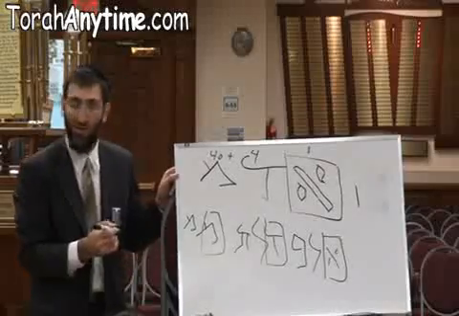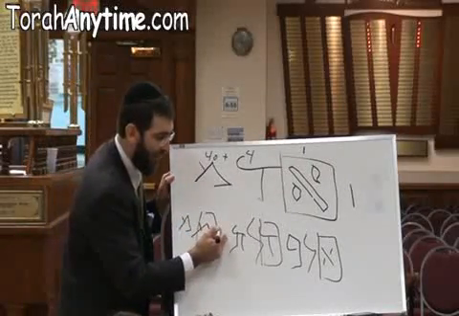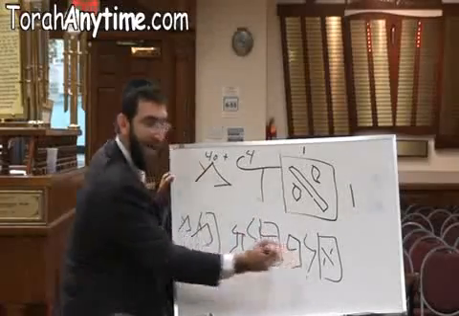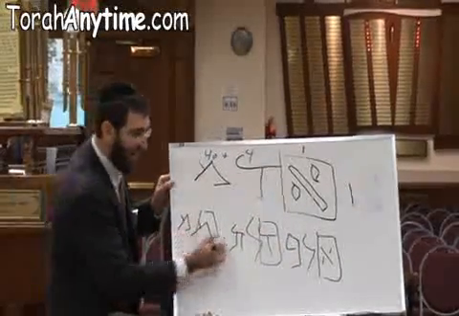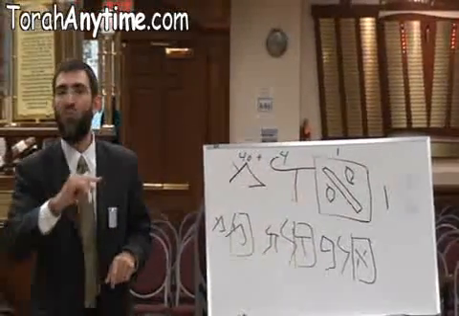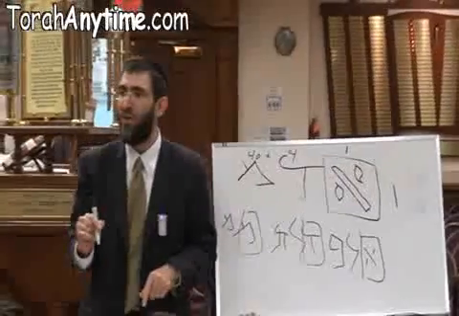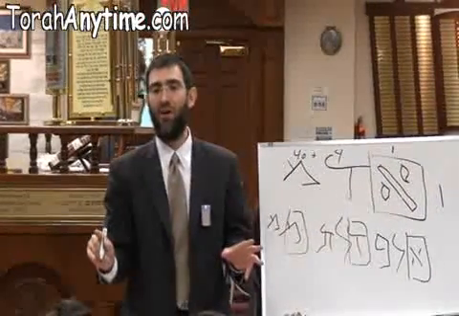Look at the letters backwards. What do those letters spell? Mem, Taf, Lamed, Pei, Lamed. What do those letters spell? Mitpalel. What makes the human being different than the animal kingdom? That we can have a relationship with God through prayer.